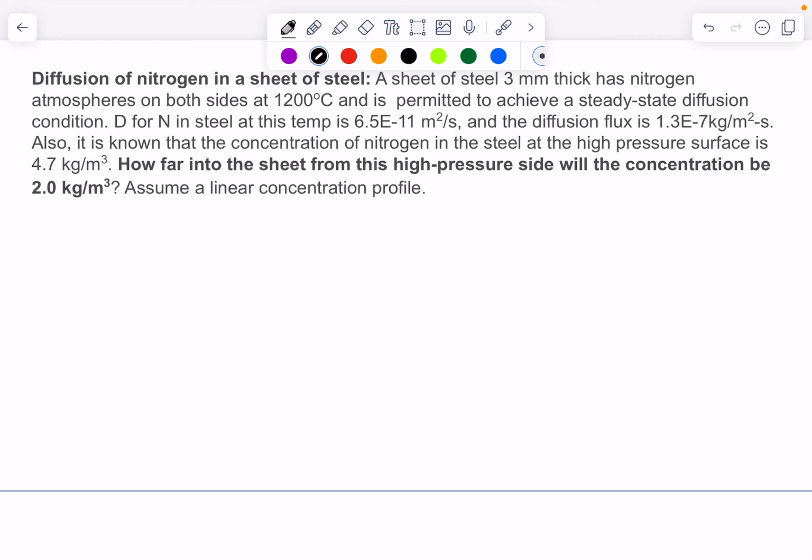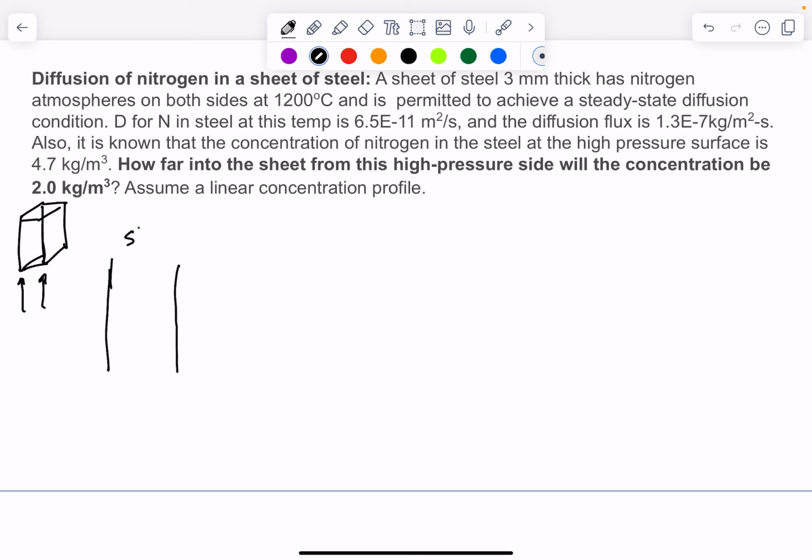All right, we are working on a diffusion problem that concerns nitrogen in a sheet of steel. So we have a sheet of steel that has a cross-sectional area, but I'm going to draw it head on, so that I'm drawing that line and that line.